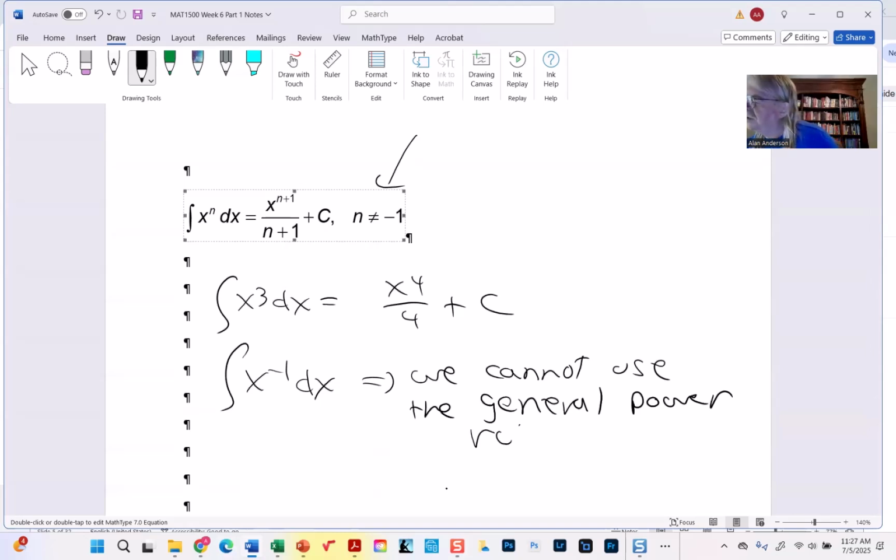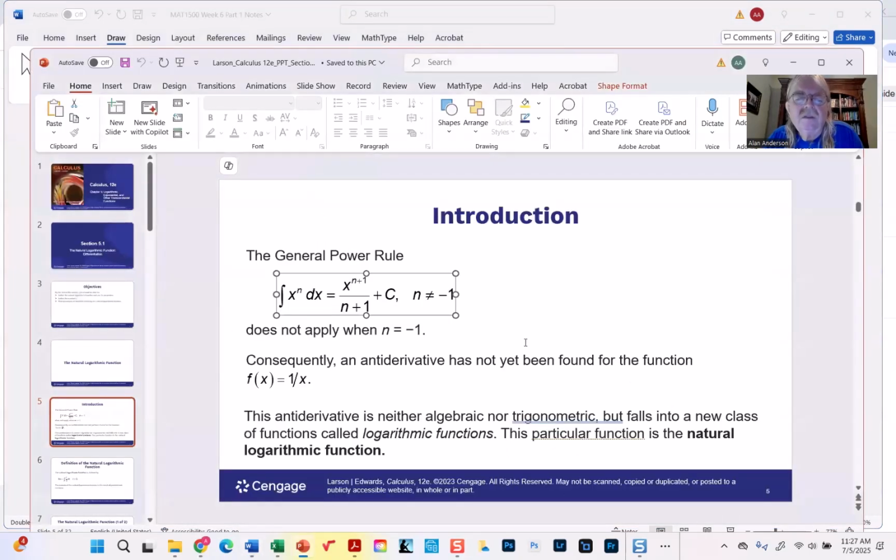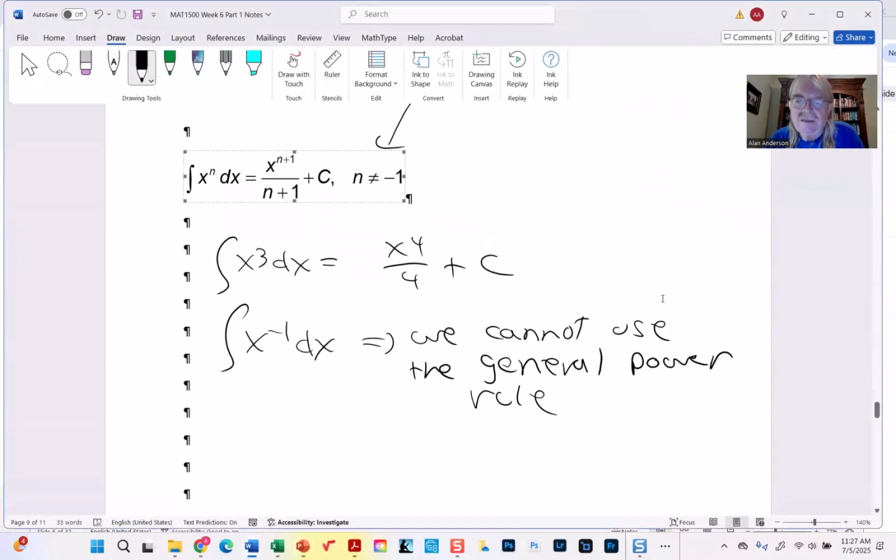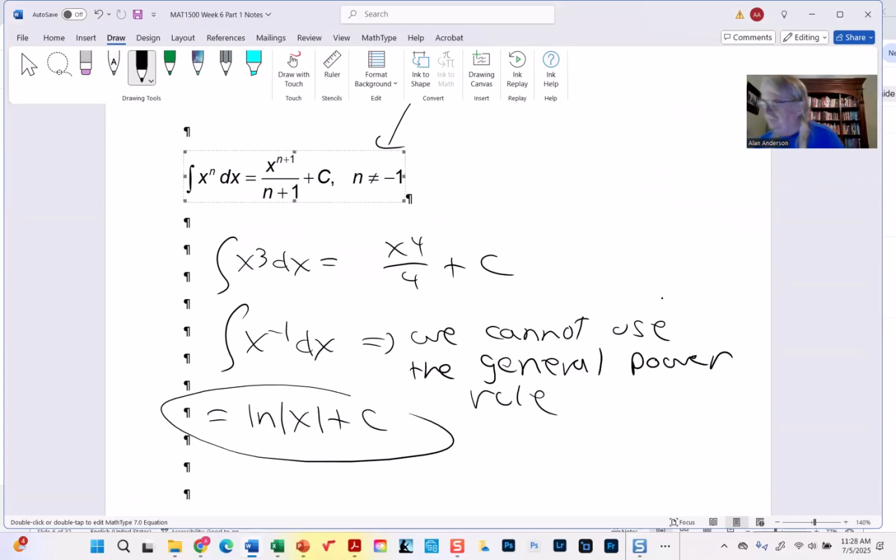And you can see why, because if you did, you would end up with x to the 0 over 0. Well, we can't have division by 0. That's why the rule does not work for -1. So what do we do about it? Well, it turns out that, well, I'll give you a hint. They're going to keep us in suspense a little bit longer. It's actually equal to the natural log of absolute value of x plus c.